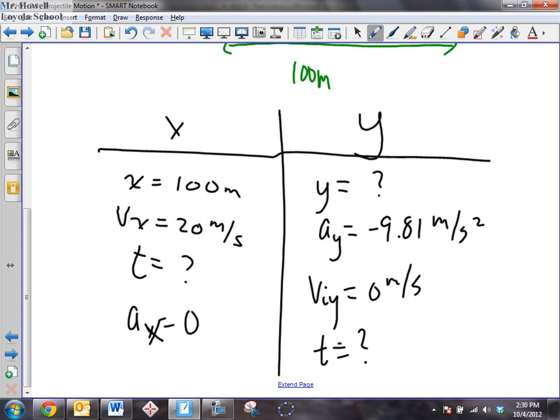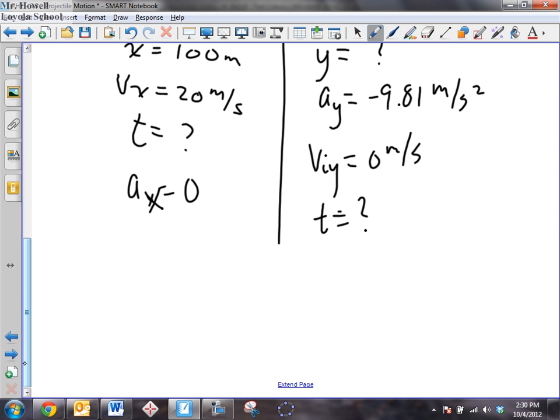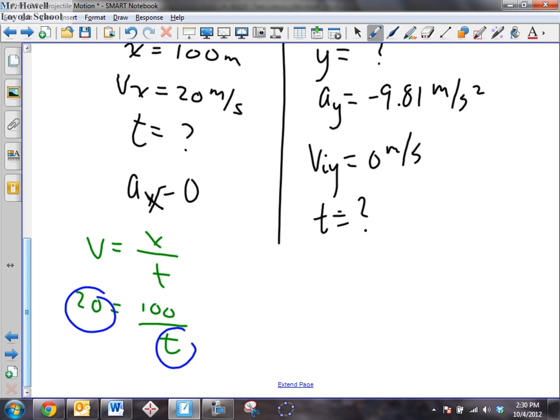So what should we do on this left-hand side? Find the time. You set it up, v equals x over t. Good, which is 20 meters per second equals 100 meters over t. Now we flip-flop, right? We switch the positions of the t and the 20 to solve this equation. So you get 5 seconds for t. Good. So the time it takes for this object to land is 5 seconds.